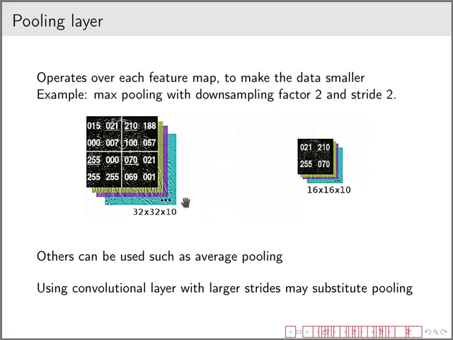If I have multiple feature maps, I keep them, so I process every one of the layers of the channels independently in this case. So the depth doesn't change, just the lateral resolution of the feature maps. Instead of using max pooling, average pooling is also a common choice. This same effect, as I told you before, can be obtained by using convolutional layers with larger strides.